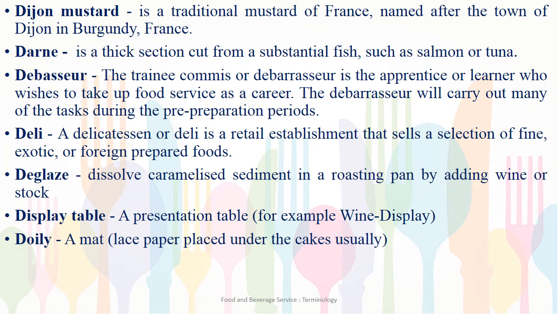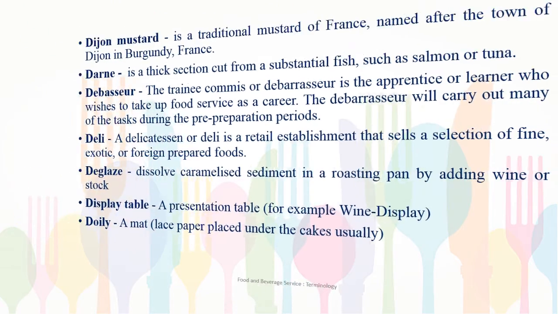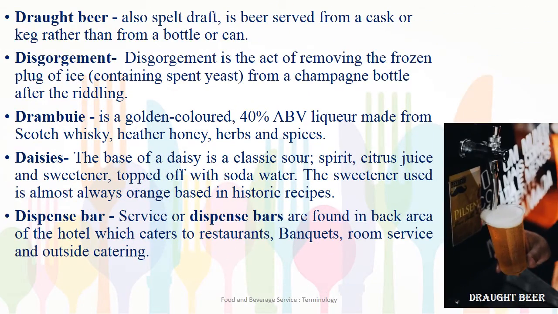Doily. This is a mat. This can be a lace paper mat used under cakes or may be used for teacups. Draught beer, also spelled as draft, D-R-A-F-T, is beer served from a cask or a keg rather than from a bottle or a can.